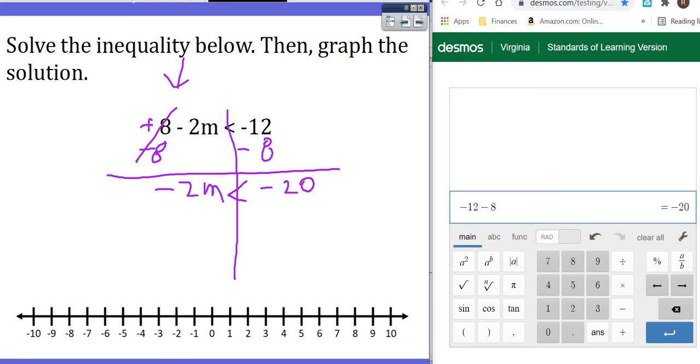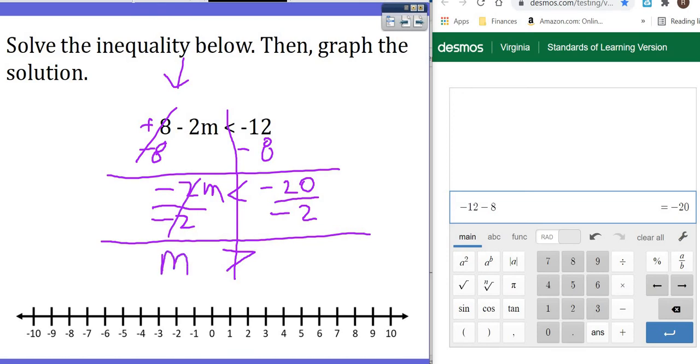Now, I've got negative 2m. That is multiplication. Whenever you have a number right by a letter, that's multiplication. So to undo it, you have to divide. And in this case, I am dividing by a negative number. That means the inequality has to flip. So when you divide or multiply by a negative, that inequality symbol has to flip.